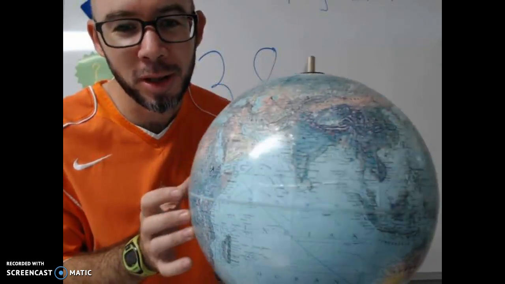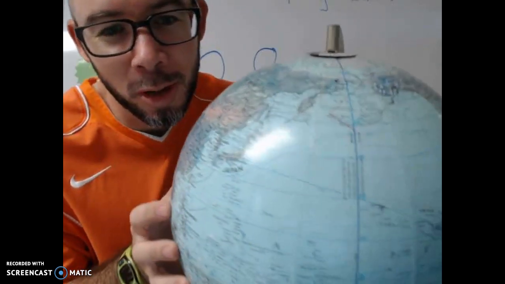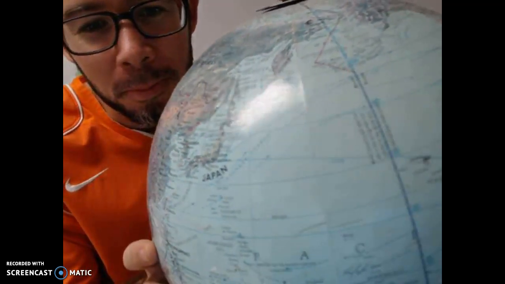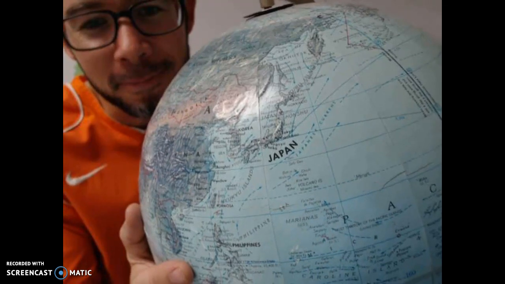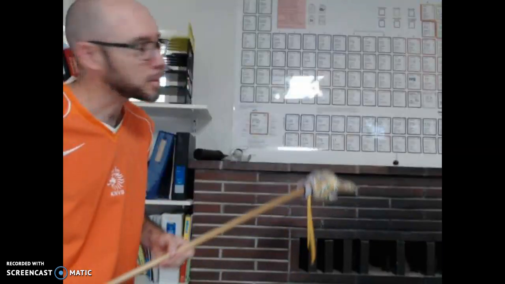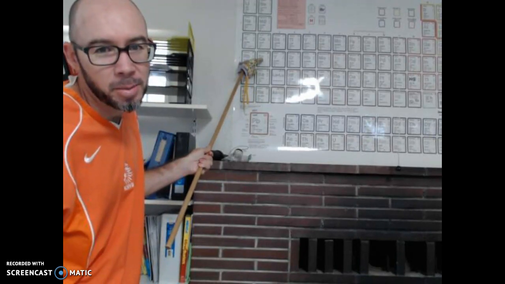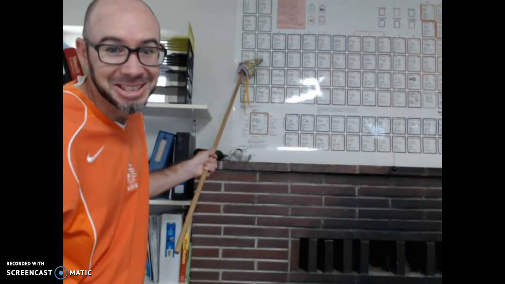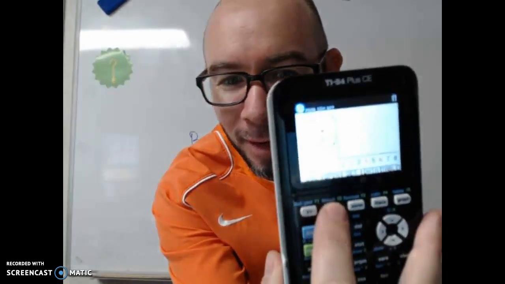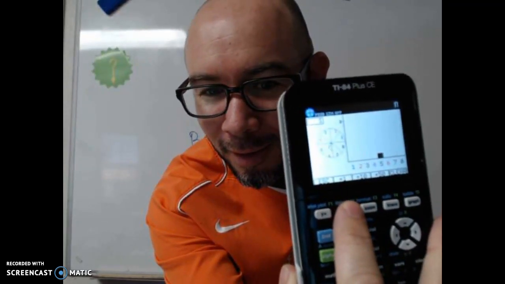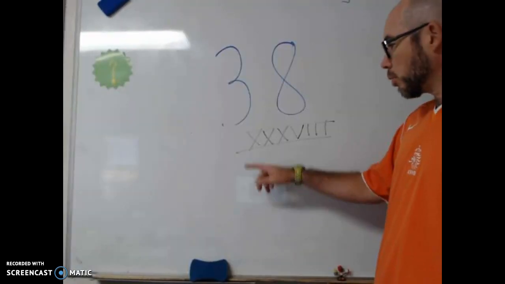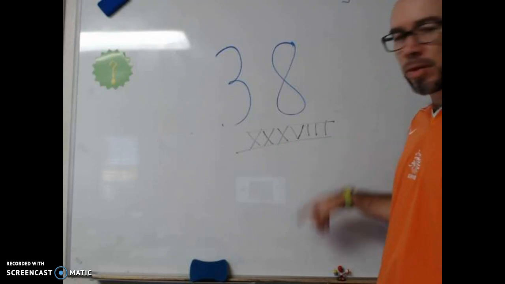The 38th parallel is the pre-Korean War boundary between North and South Korea. 38 is on the periodic table of the elements. It is the atomic number for strontium. 38 is the number of slots on the American version of roulette. What are the chances? Roman numerals for 38: 3 X's, a V, and 3 I's.